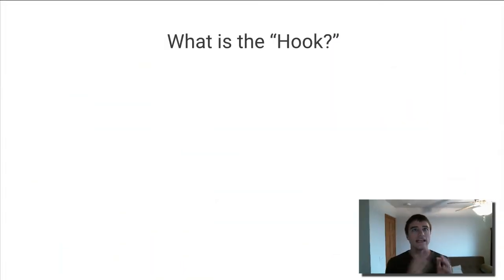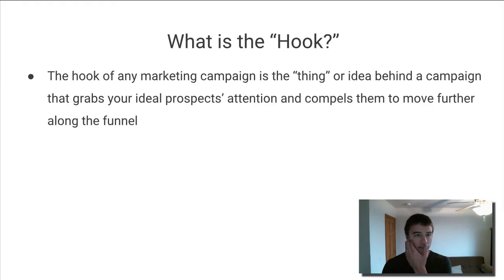And so what is the hook of a lead magnet? What do I mean when I say the hook? The hook of any marketing campaign and the hook of any lead magnet is the thing or the idea behind a campaign that ultimately grabs your ideal prospect's attention and compels them to move further along the funnel and take the action that you want them to take.